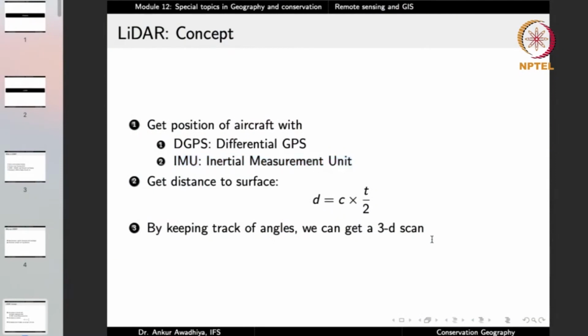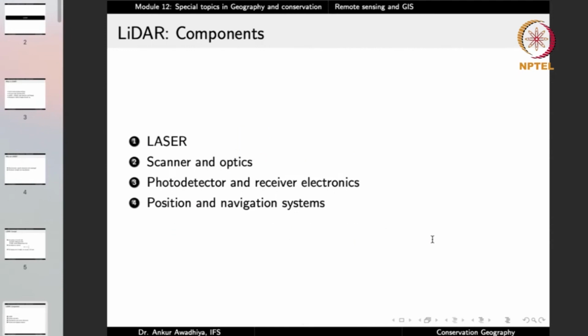So we need to keep track of angles, and then we can get a 3D scan of the area. So the components of LiDAR are the laser, the scanner and the optics, photodetector and receiver electronics, and position and navigational systems. That is, we require exact position and direction of the aircraft. We require a mechanism of generating laser and sending it in the form of a scan beam, and we require a receiver and its electronics.